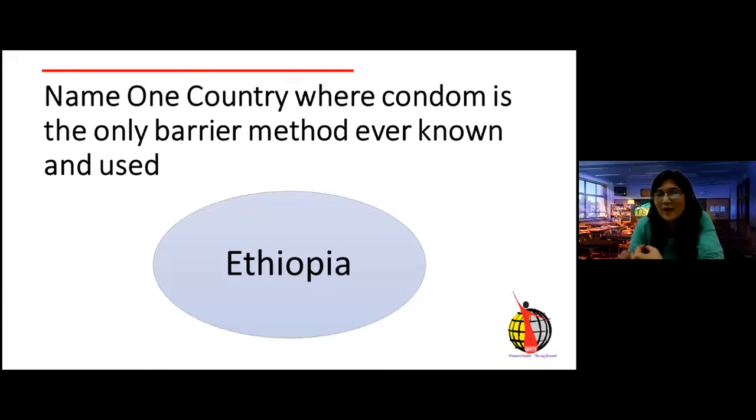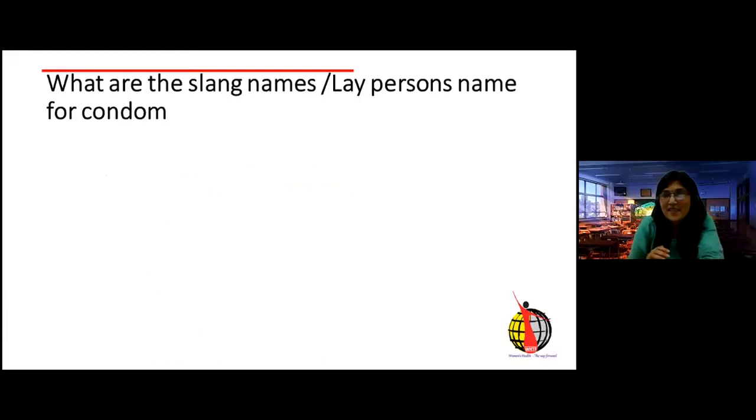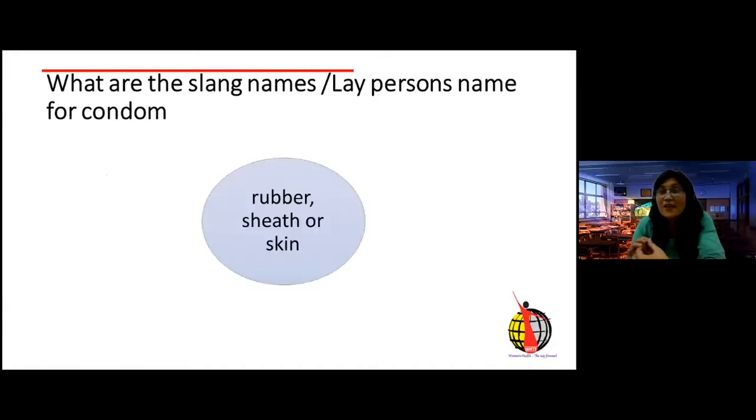Okay. Quick question again. What are the slang names for condom? Anybody knows the slang names for condoms? It is called a rubber or the sheath or the skin. So these are the slang names you may be asked. These are the questions the examiners commonly enjoy posing to you because they think that you may not know. So these are also called skin and also called sheath.